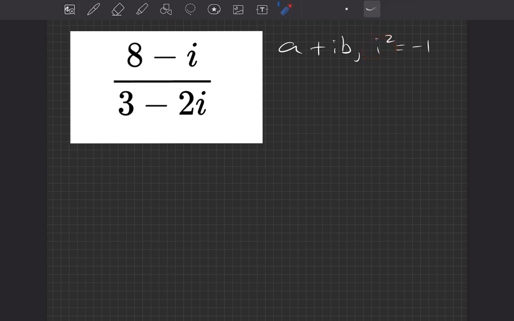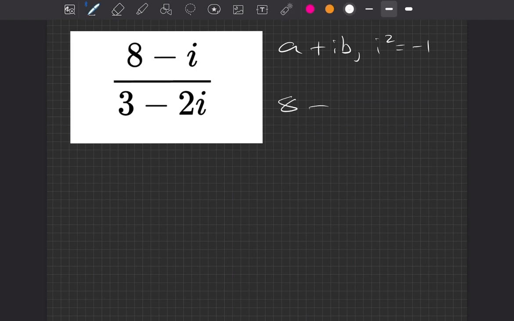Well, we're going to multiply it top and bottom by the complex conjugate of the denominator. So the complex conjugate is when we swap the sign from a minus to a plus, or vice versa, from a plus to a minus. So in this case, it's going to be 3 plus 2i. So let's write that out.